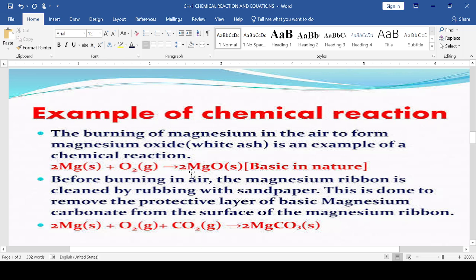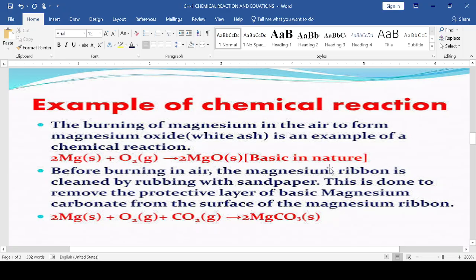Burning of magnesium in air to form magnesium oxide. Magnesium you are burning in the presence of air, it changes into magnesium oxide, that is white ash you are going to get. This is an example of chemical reaction. Being a science student, we need to write in the science language, not in English. So 2Mg(s) plus O2(g) gives 2MgO.